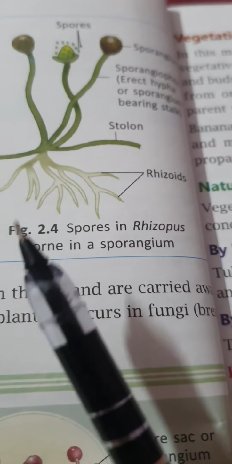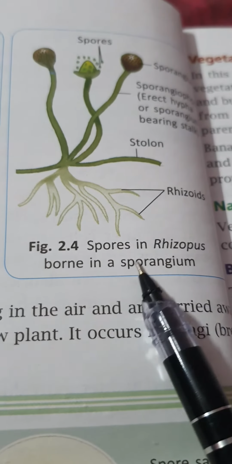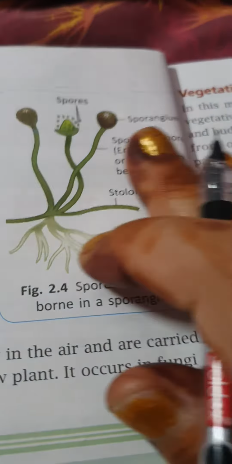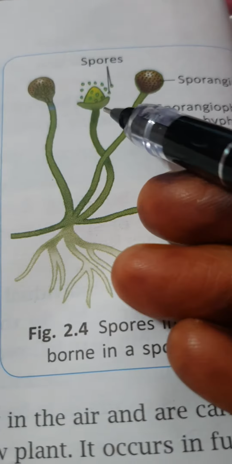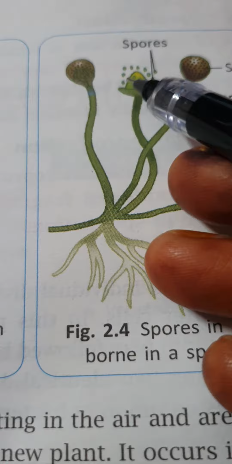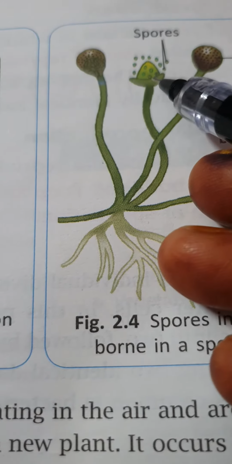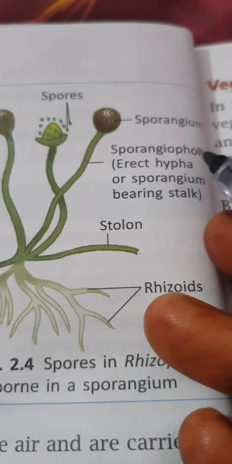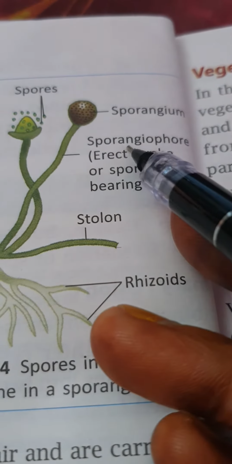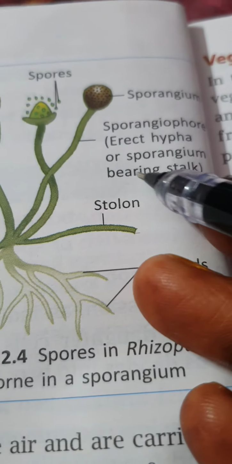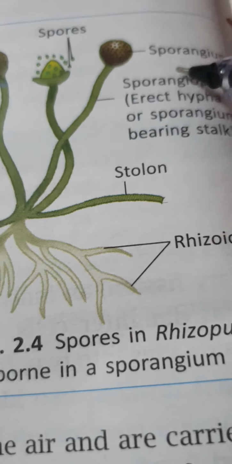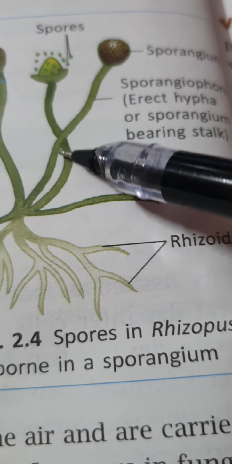In this picture, you can see in figure 2.4 spores in Rhizopus borne in a sporangium. Now, what are spores? Now, see over here. These are the minute bodies that are called spores. These spores are covered with sporangium. Sporangiophore, erect hypha or sporangium bearing stalk. This is called the sporangium stalk.